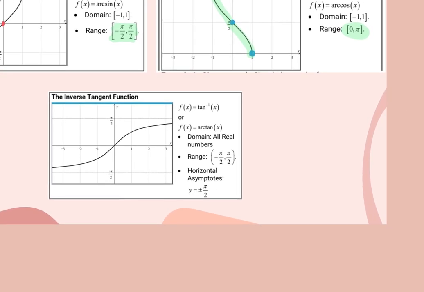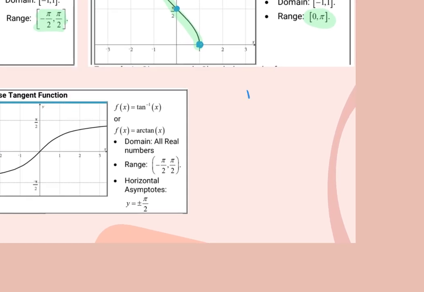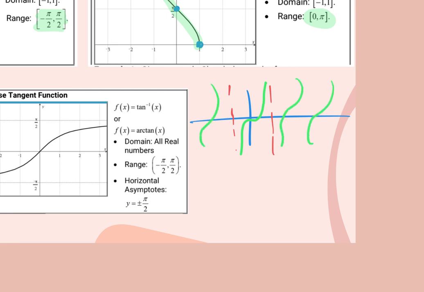And then tangent has asymptotes at pi over 2. It has a curve that goes up to the right and down to the left. Tangent, just one single one would pass your vertical line or your horizontal line test, but I can't have more than one because then it fails. That was the worst squiggle at the end. It fails. So I only need one.